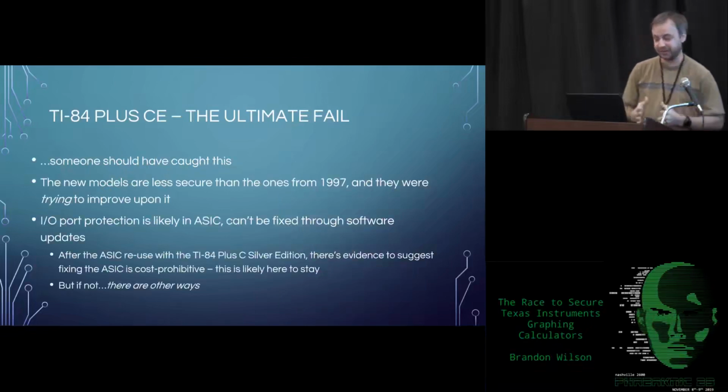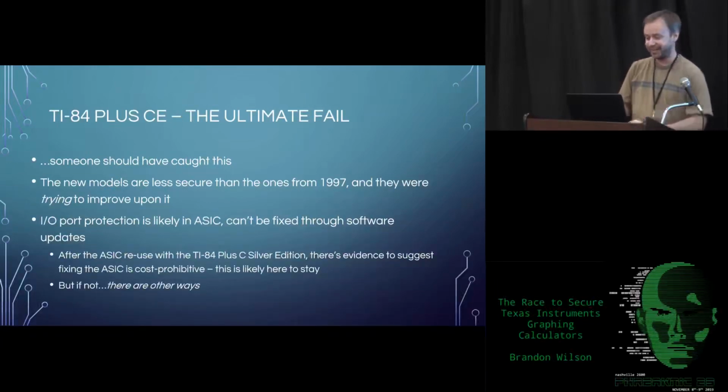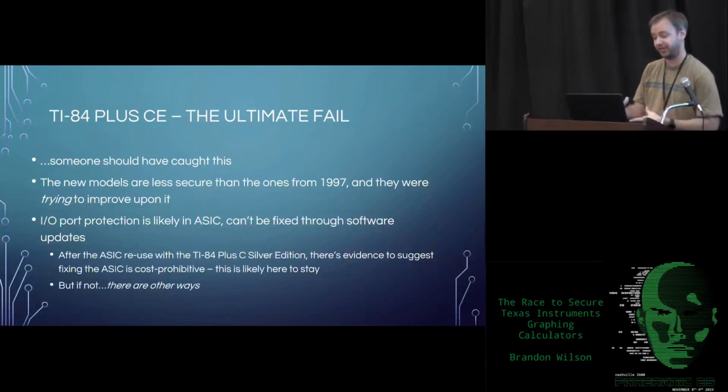Someone over there really should have caught this. These new models are actually way less secure than the ones from 20 years ago, and they were actually trying to improve upon it. In my opinion, the original unlock protection used on the older models, like the 83 Plus and 84 Plus series, is actually perfect as long as they stay on top of code-related exploits, but they didn't, and I don't think they're ever going to.